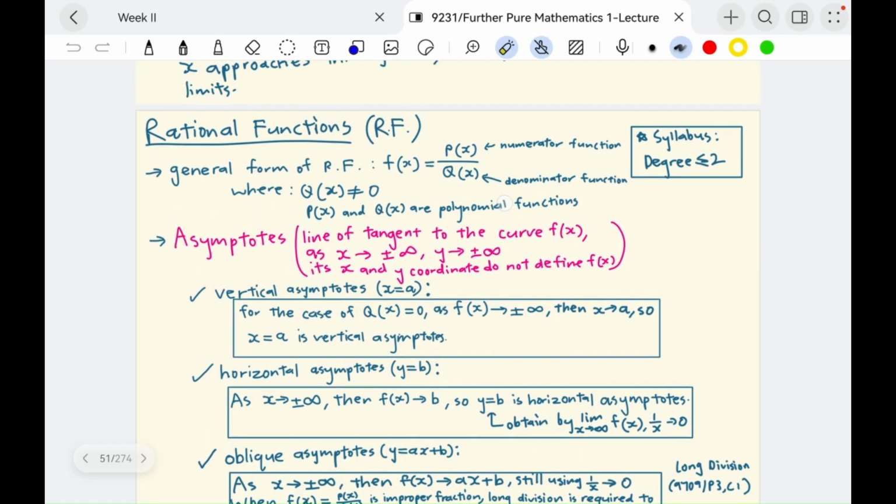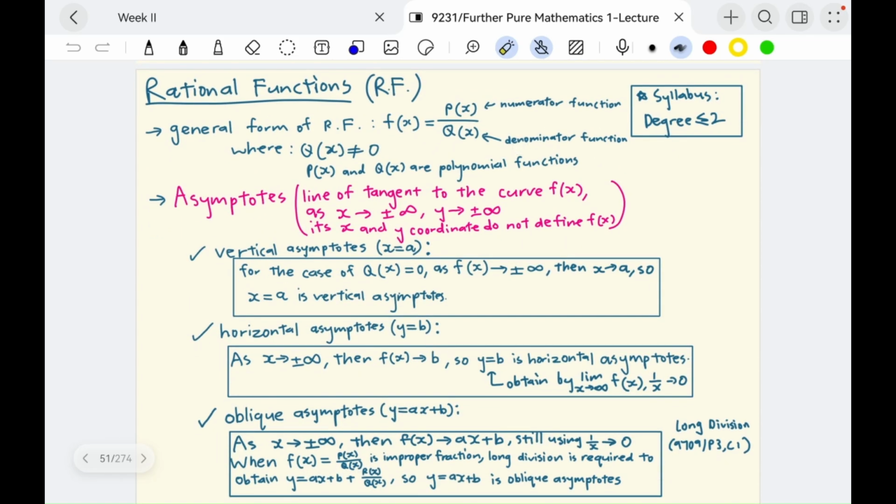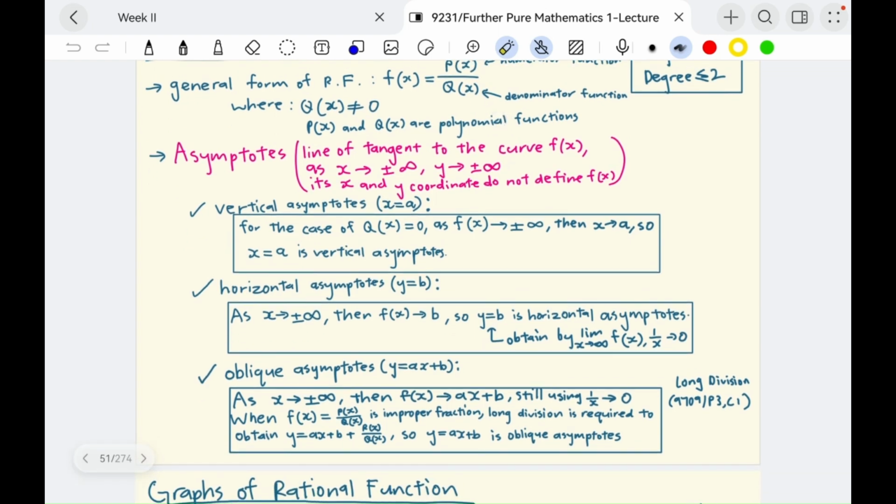Okay, so no worries that in the Fundamentals 9231 syllabus FP1, the degree of the polynomial for rational functions is at most 2 only. No worries about it, alright? Okay, so let's move on to asymptote. This is the important point, alright? Very important.